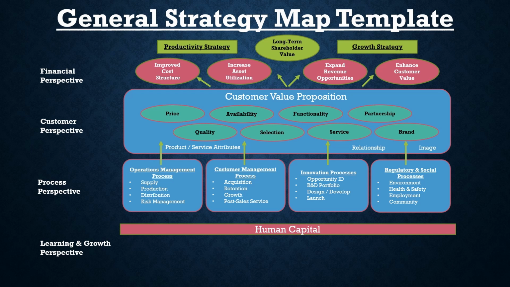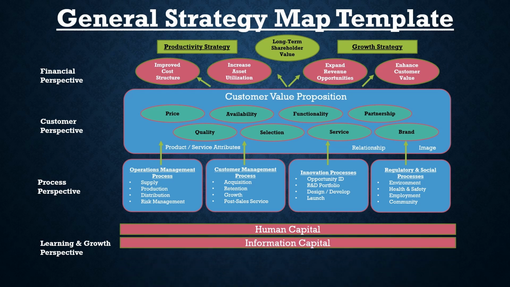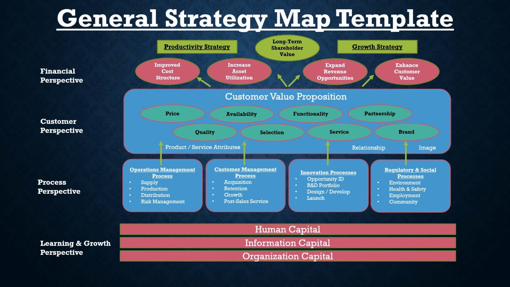2. Information capital. This includes databases, networks, and IT systems needed to support long-term growth. These need to be aligned with the strategy of the company. 3. Organizational capital. This refers to the readiness of the organization to meet business needs. Organizational capital will lead the firm to operate seamlessly along 4 different pillars.